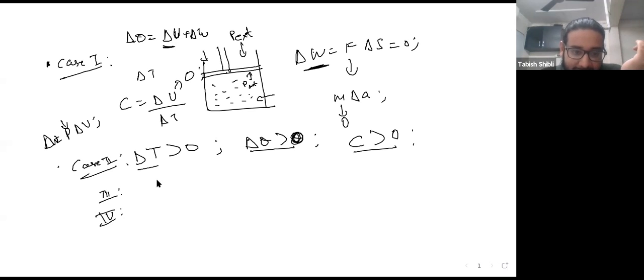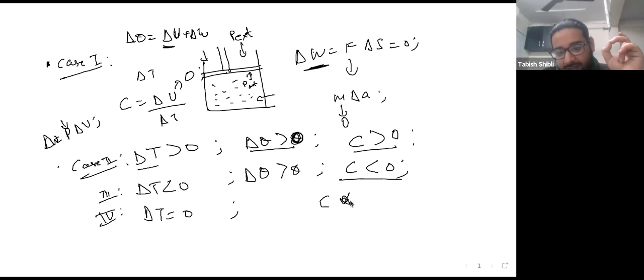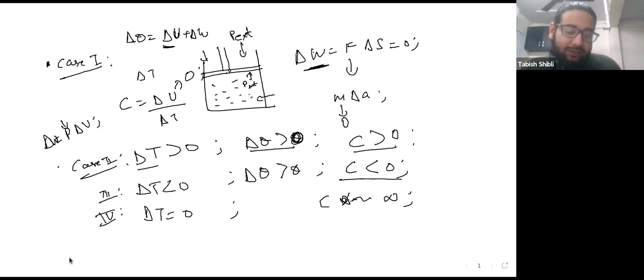What else can happen is my delta T is negative and my delta Q, because I'm putting in some heat, is positive. So in this case, my C is actually negative. What else I can do is match it exactly such that my delta T is equal to 0. In this case, C goes to infinity. Make sense? Essentially, here we are only talking about how the specific heat of an ideal gas can be anything you want.